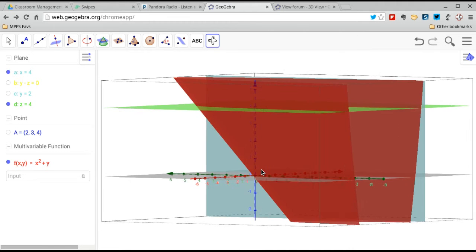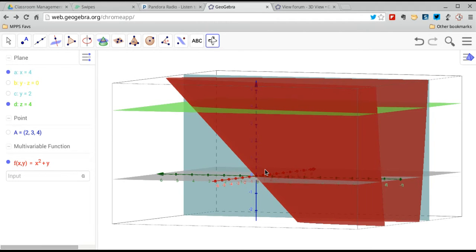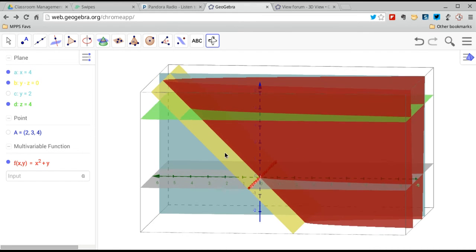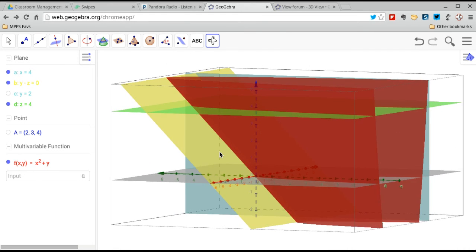And we would suspect, or at least I might suspect, that it would be kind of slanted along the line y equals z. And if we turn on the line y equals z, we see that yellow line there, that it does in fact go along the line y equals z.